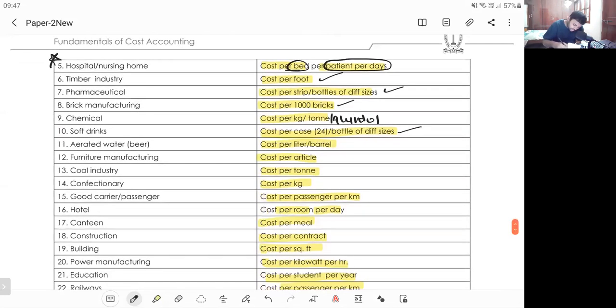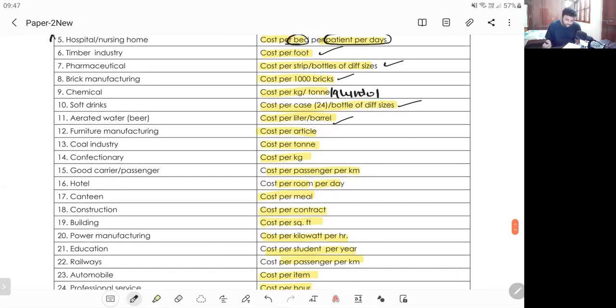Next, aerated water, that is beer, liter or per barrel. In India, it is expressed as per liter. In foreign, it is expressed as per barrel. Furniture, cost per article. Coal, cost per ton. Confectionery, cost per kg. Confectionery means the eating item.